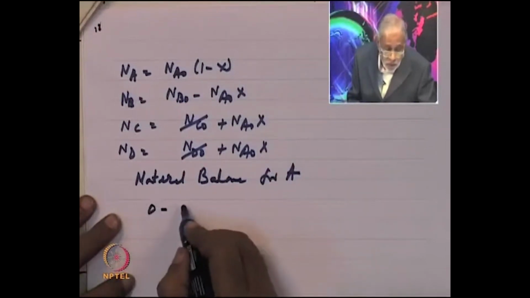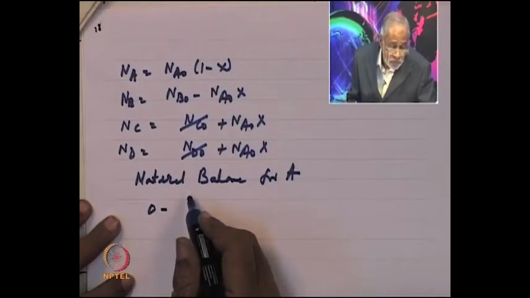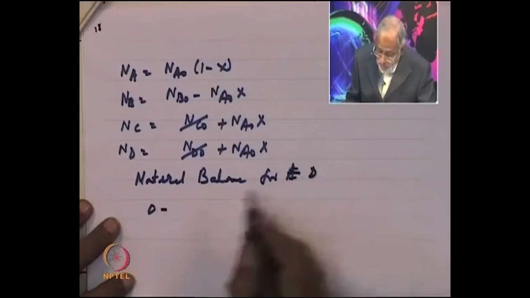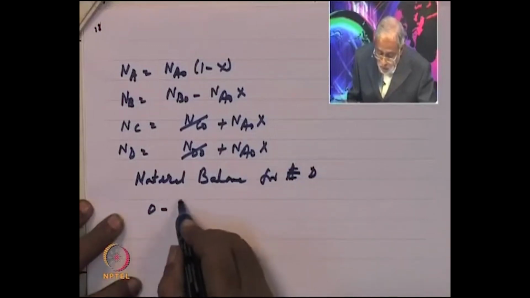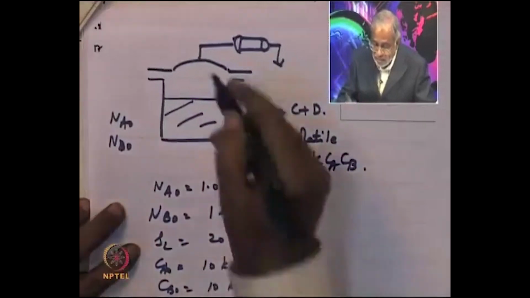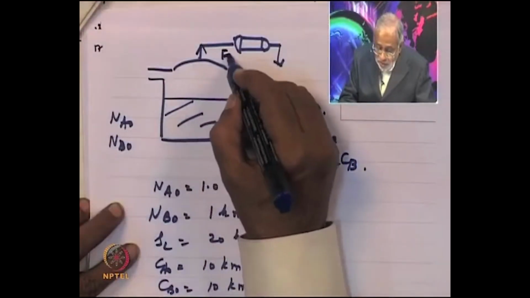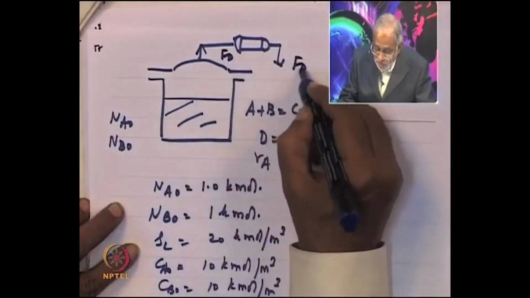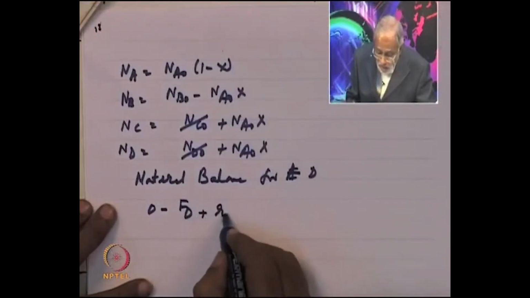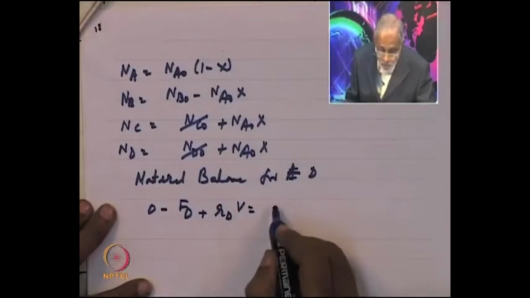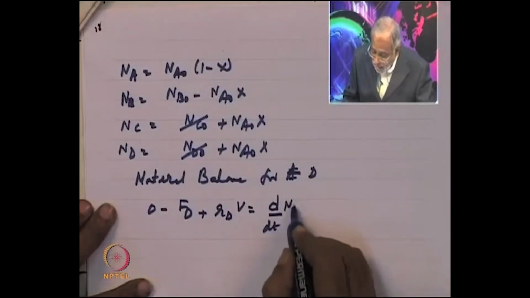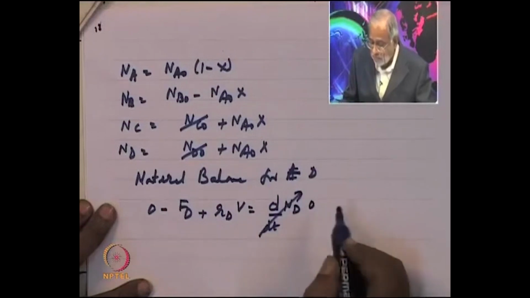Input and, sorry, I am writing a material balance for D. Input: there is no input of D here. Output: you notice here that this D is going out. Okay. So, F_D plus R_D times V equal to 0. Why is it 0? It is 0 because D does not accumulate.